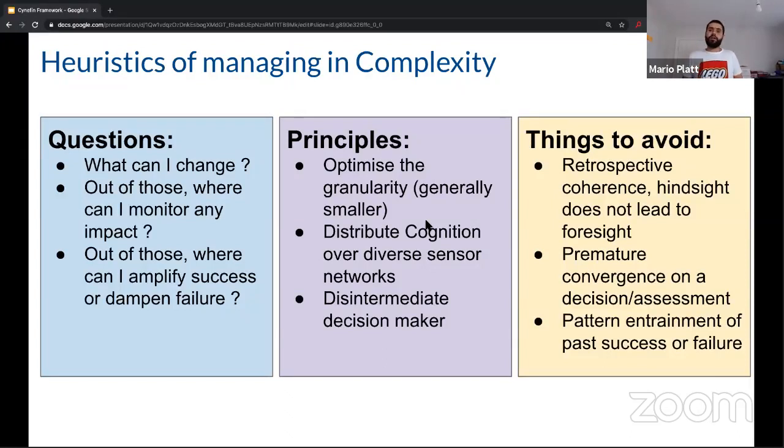And the final one is avoiding pattern entrainment of past success or failure. So what I was kind of alluding to previously. Making sure that we first try and understand the nature of the problem and not just come in with "this is the solution to this type of problem because I've seen it in the past," or "this is how I like to treat problems, so this is what I'm going to do about it," right? So these are the three sets of three of managing in complexity.